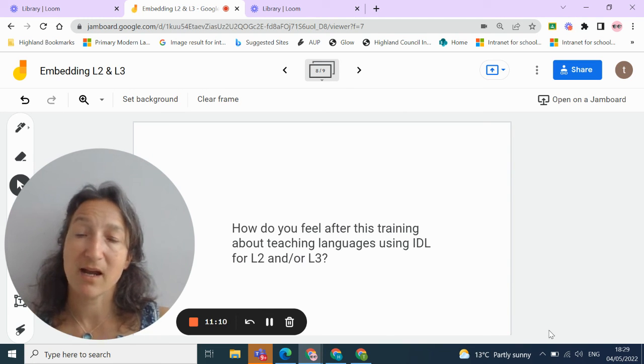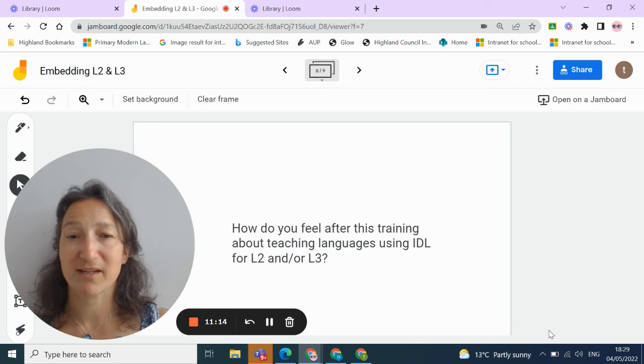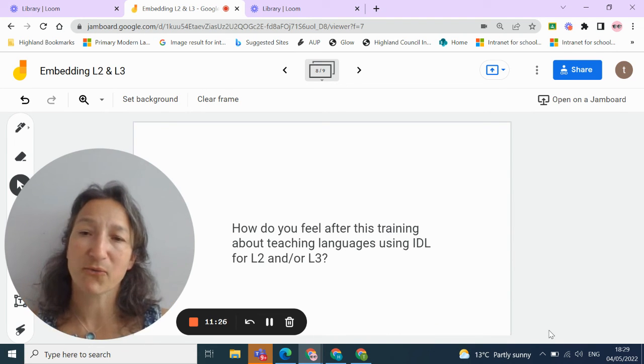Last but not least, I'd like to think about how you feel after this training, using languages for IDL, for L2 and or L3, and for embedding languages generally, and whether you feel that it has helped you or not. So just think of a wee word or phrase and post that here.